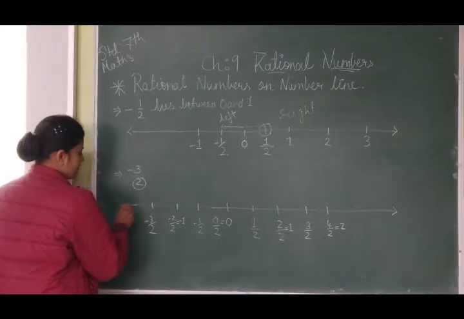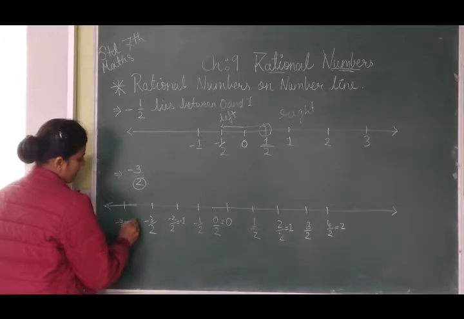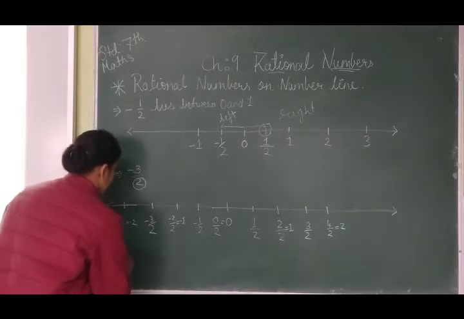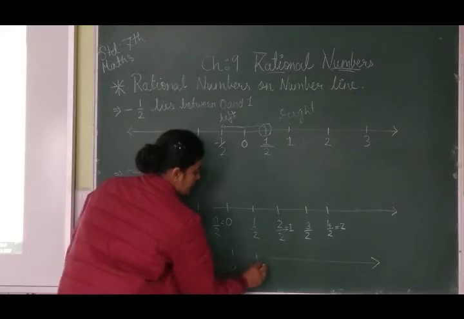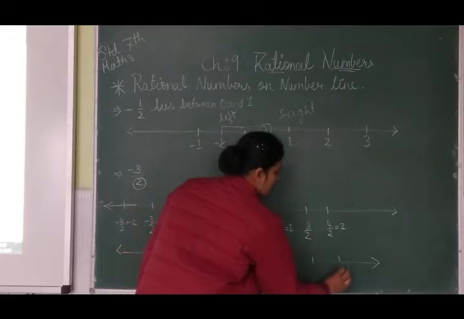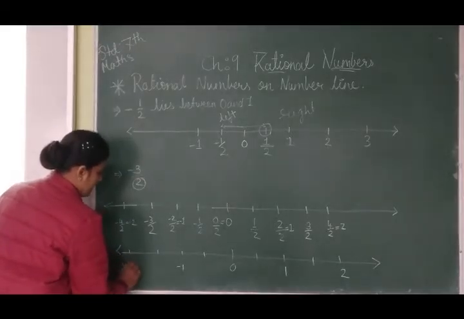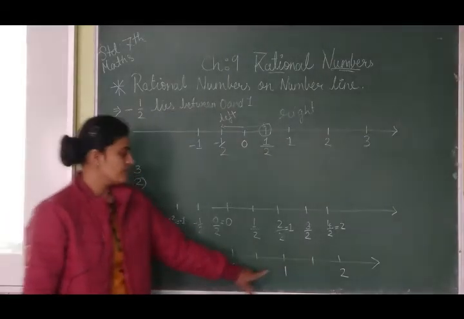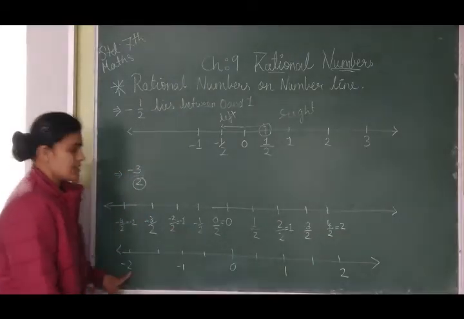And here also we can write minus 4 by 2, which will be equal to minus 2. So we can see that if we want only the integers on this number line, then here it is 0, here 1, 2, minus 1 and minus 2. If we want only integers, then you can see 0, here 1, 2, 3, 4, and on the left side minus 1, minus 2, minus 3.